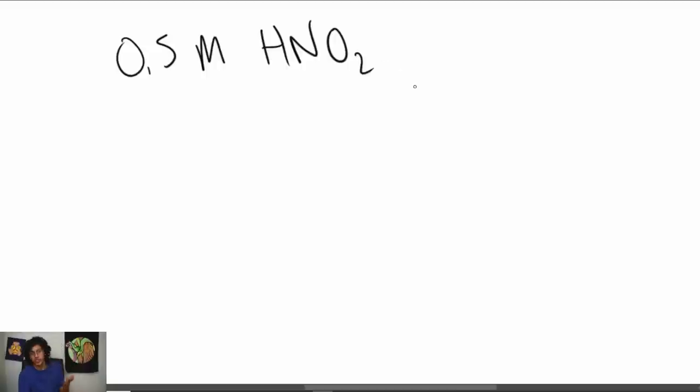Let us say that we have a 0.5 molar solution of HNO2, which is nitrous acid, and this is a weak acid. There's only one more oxygen than hydrogen, and we need two more oxygen than hydrogen for it to be a strong acid. And the Ka for nitrous acid is equal to 4 times 10 to the negative 4.